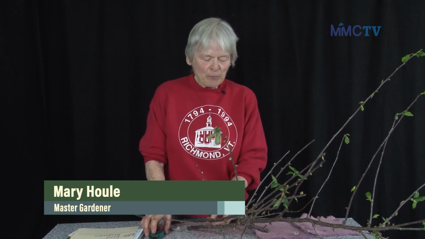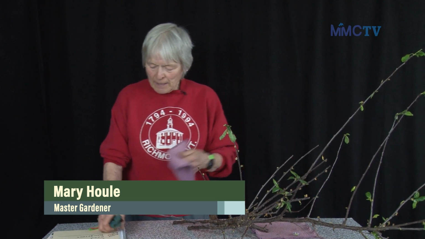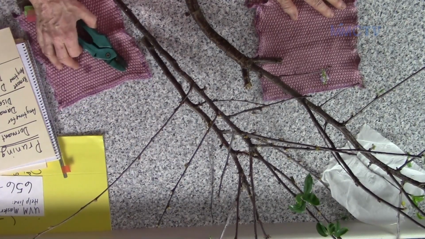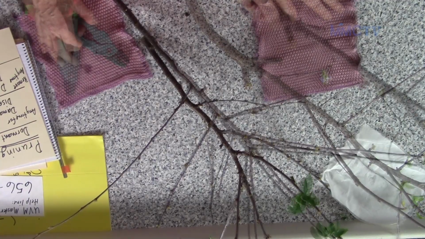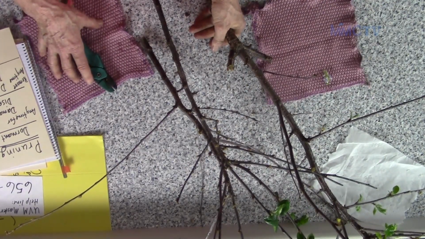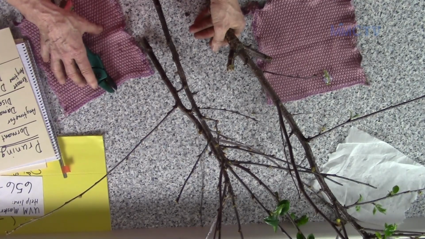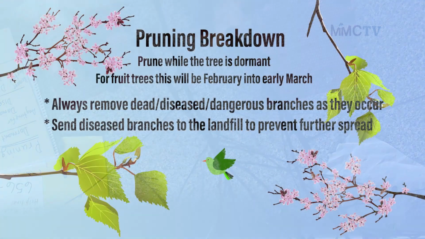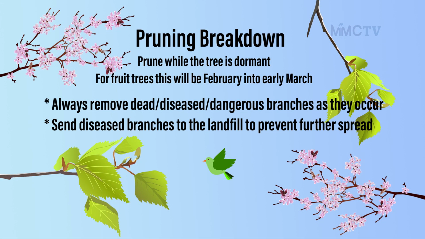The best time to prune anything, and I'll use apple trees as an example. I worked in an orchard for a number of years. The best time to prune the apple orchard is when the apples are dormant, and that is usually in February into early March. You need to take care of those activities while the tree is dormant, and any fruit tree follows the same pattern.